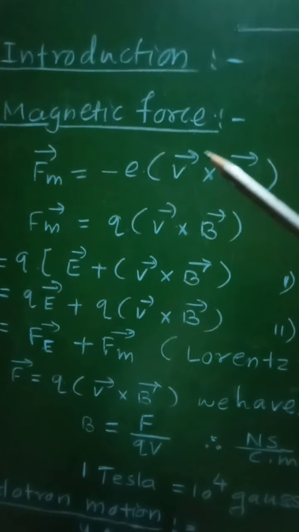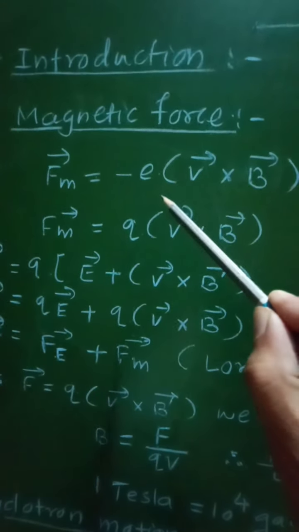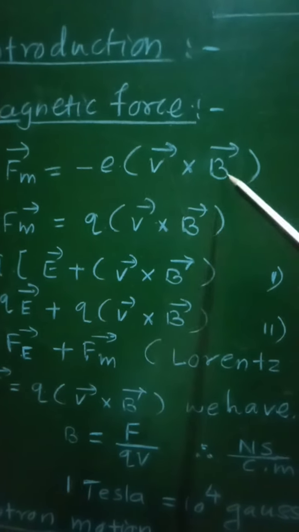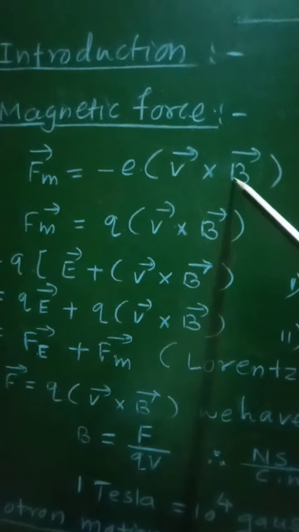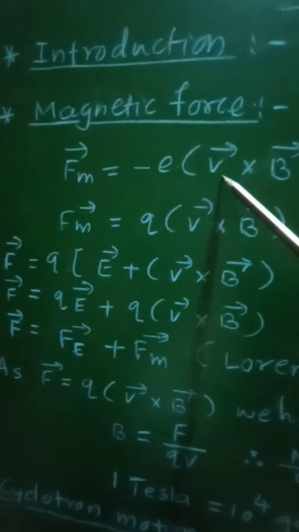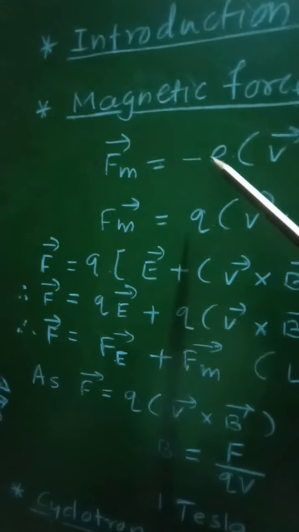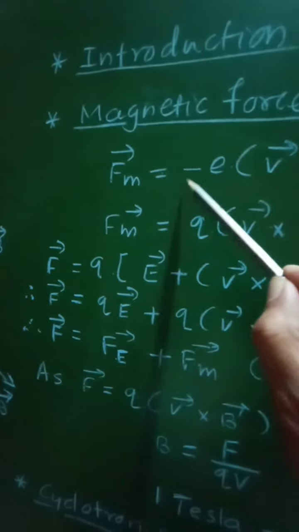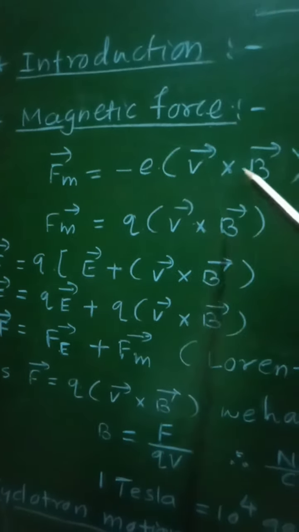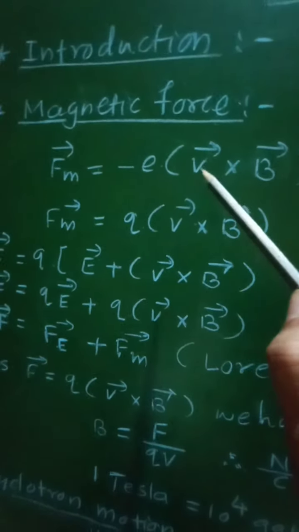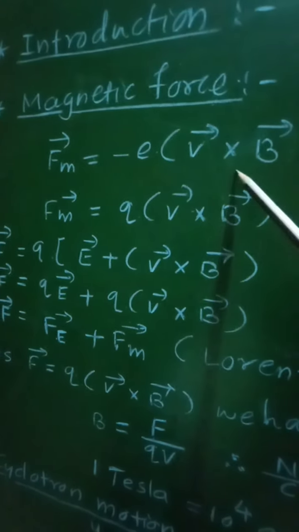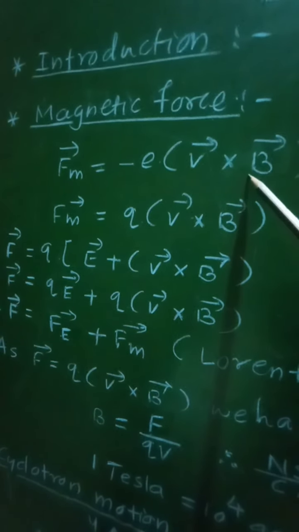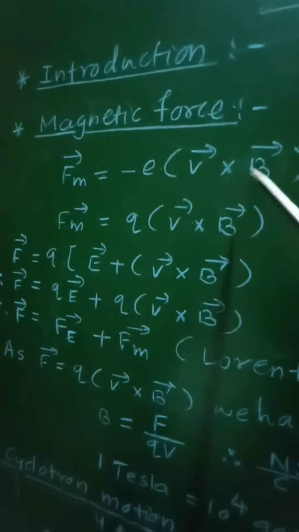So when an electron of charge -e is moving with velocity v through the magnetic field of induction B, at that time the magnetic force acting on that electron will be given as Fm is equal to -e into v cross B. In this case, this v cross B will represent the vector product or cross product of these two vectors, that is v cross B.